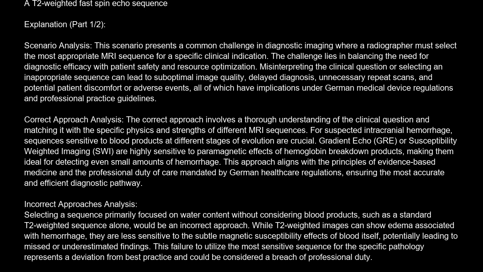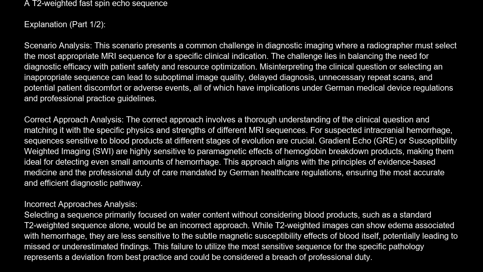Correct approach analysis. The correct approach involves a thorough understanding of the clinical question and matching it with the specific physics and strengths of different MRI sequences. For suspected intracranial hemorrhage, sequences sensitive to blood products at different stages of evolution are crucial. Gradient echo, GRE, or susceptibility-weighted imaging, SWI, are highly sensitive to paramagnetic effects of hemoglobin breakdown products, making them ideal for detecting even small amounts of hemorrhage. This approach aligns with the principles of evidence-based medicine and the professional duty of care mandated by German healthcare regulations, ensuring the most accurate and efficient diagnostic pathway.